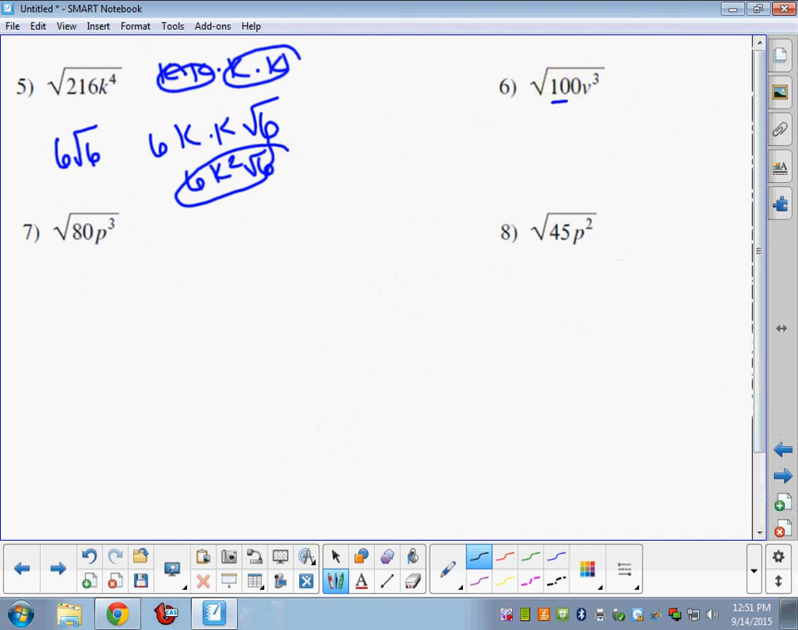Over in number 6, square root of 100, we know is 10. We know that 10 times 10 is 100. And again, v cubed, v times v times v. I have a pair, so 1 comes out, and I have 1 left over.